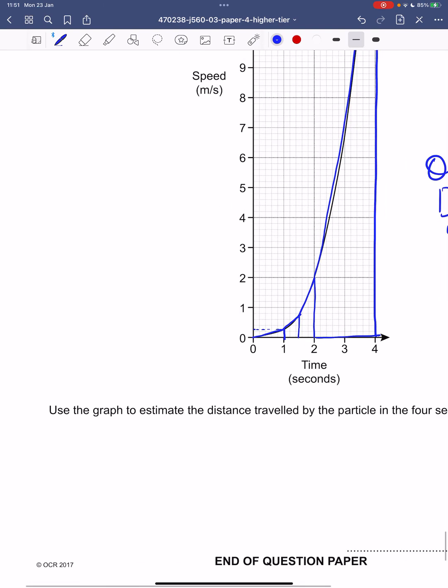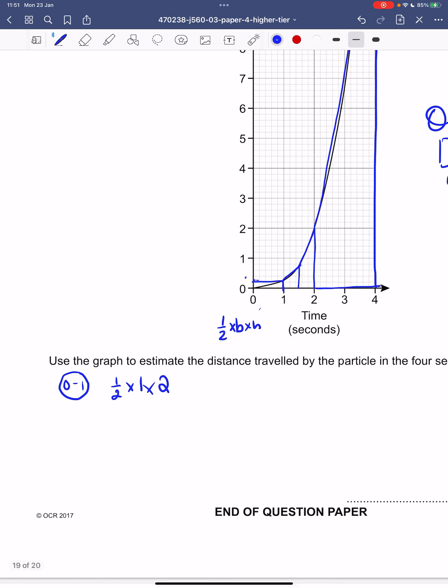So 0 to 1 second, that's going to be a half base times height. So the first one, between 0 and 1, is going to be a half times the base times the height, which looks like 2, 4, 6, 8. I would say 3 meters per second. How accurate if I'd drawn that there? It's closer to 2, isn't it, than 3 there. So that 0.2.